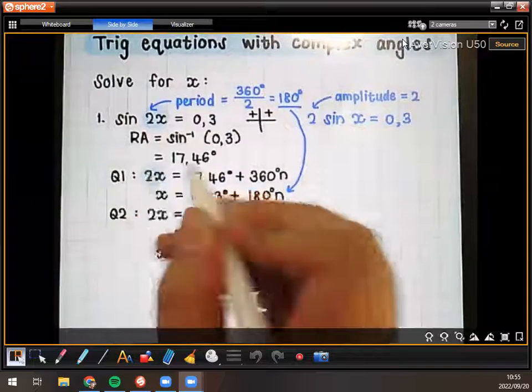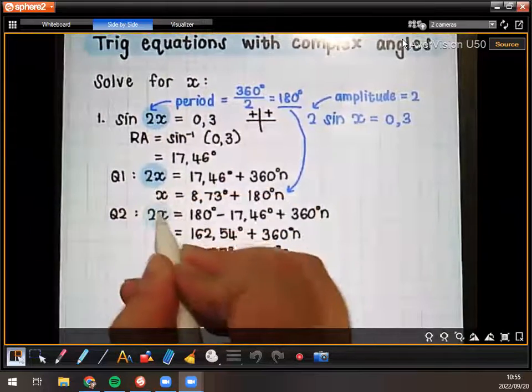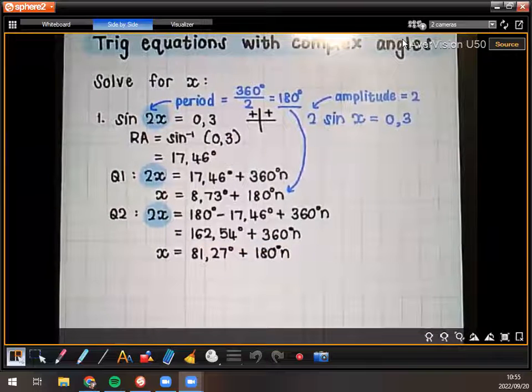The important thing here is that whatever the angle is that you start off with, that angle is what your general solutions need to start with. Once you've written your general solution, then you get x on its own from that angle.